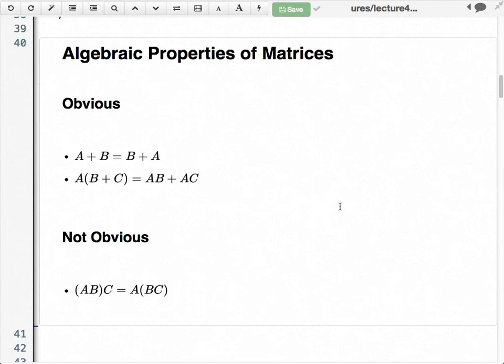A times B times C is the same thing as A times B times C. In other words, you can move where the parentheses are. This is called associative. I can erase this.